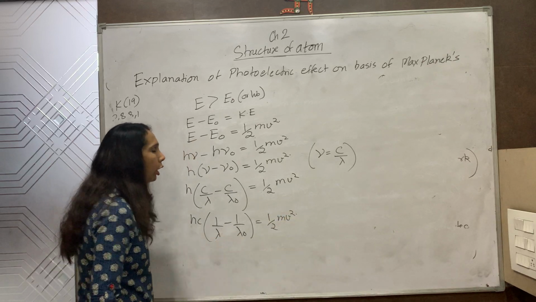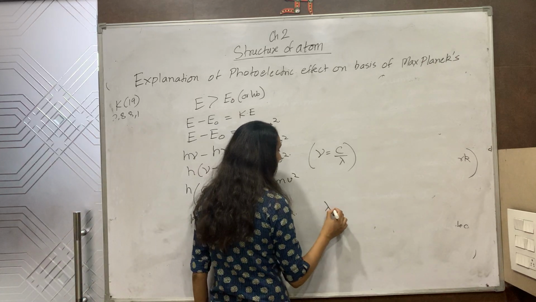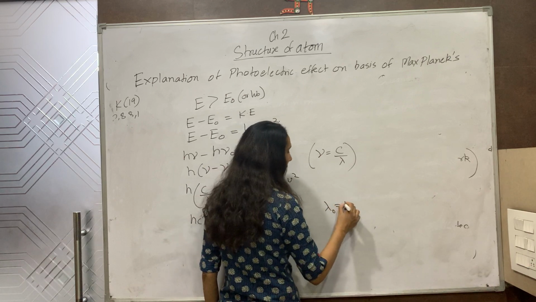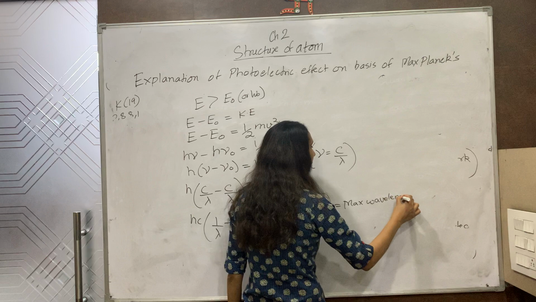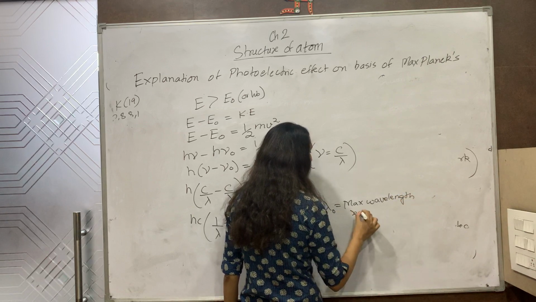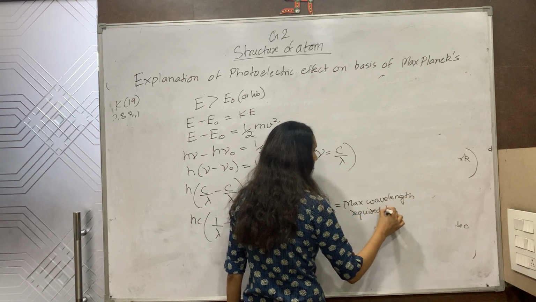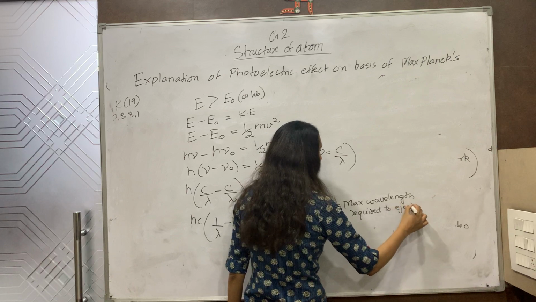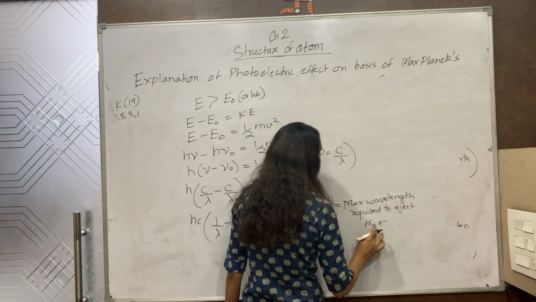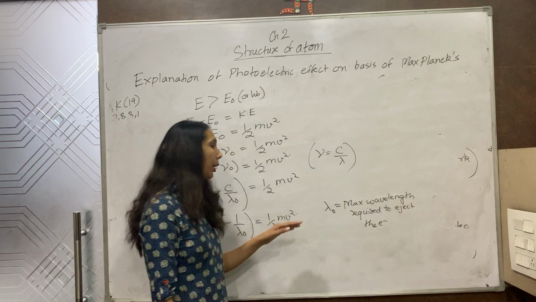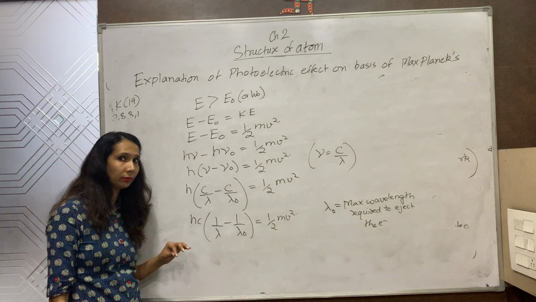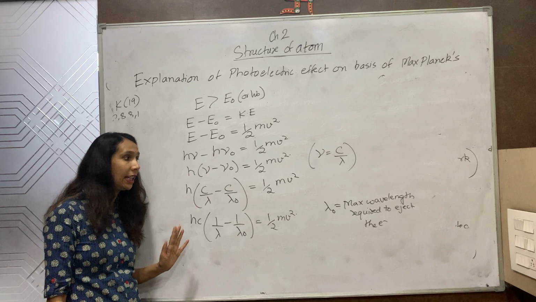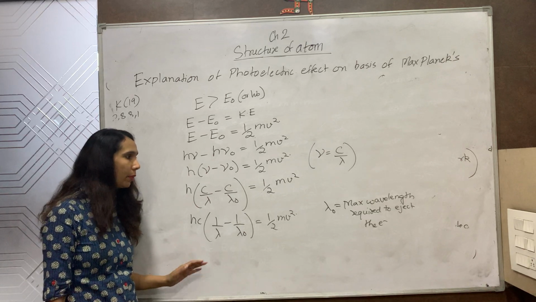So mu naught is the minimum frequency required to eject an electron, and lambda naught is the maximum wavelength required to eject the electron. This wavelength is required to eject the electron. So this much is at least required. So that is lambda naught.